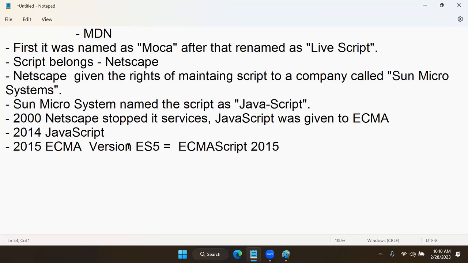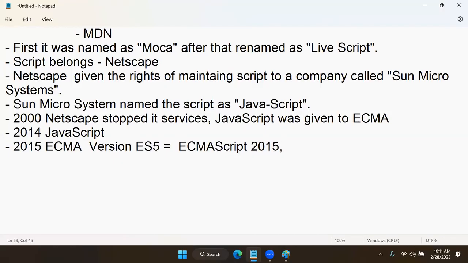So now if anybody is saying have you learned ECMA script, you know ES6 or ES5 or ES7, that means he is talking about JavaScript. JavaScript versions are ECMA script. From 2015 onwards, JavaScript is called ECMA script. But still we generally call it JavaScript, but actually its name is ECMA script now. And from 2015, they started giving year versions.